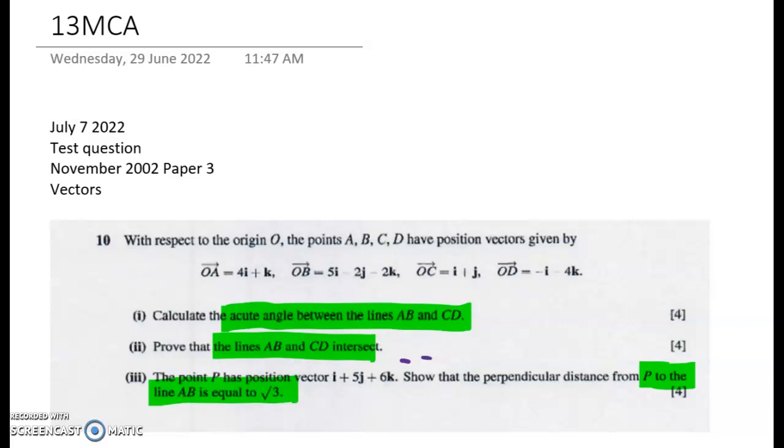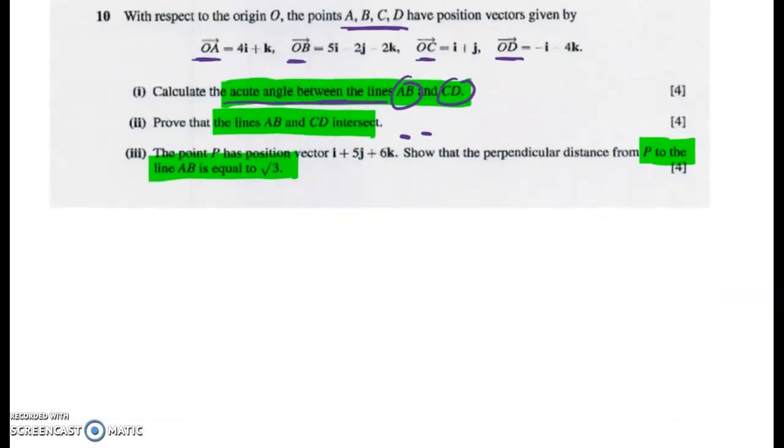The first thing to notice is that we've been given position vectors to go with 4 points: OA, OB, OC, and OD. So step 1 is to find the direction vector from A to B and from C to D. Notice that when we're finding the acute angle between 2 lines, we don't actually work with the equation of the line, right? All we need to work with is the direction vector.